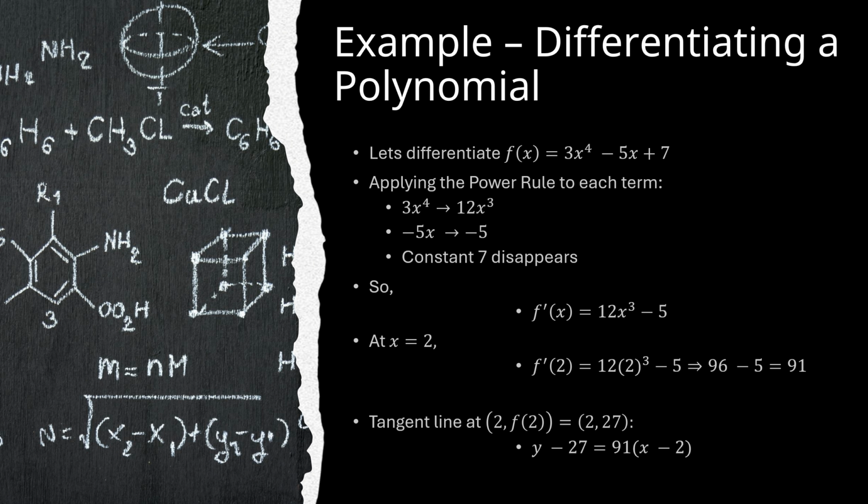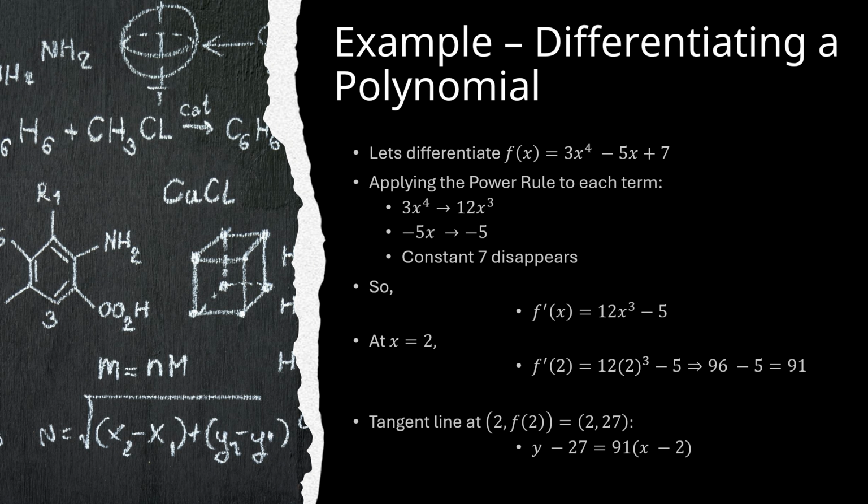Given f of x is equal to 3x power 4 minus 5x plus 7. Now here we'll apply the power rule to each term. Differentiating the first term with respect to x, 3x power 4 gives us 12x cubed, and when we differentiate the second term, minus 5x, it gives us minus 5. As we apply the constant rule to the third term, we get 0. So now we get the first derivative of the polynomial f of x as 12x cubed minus 5.